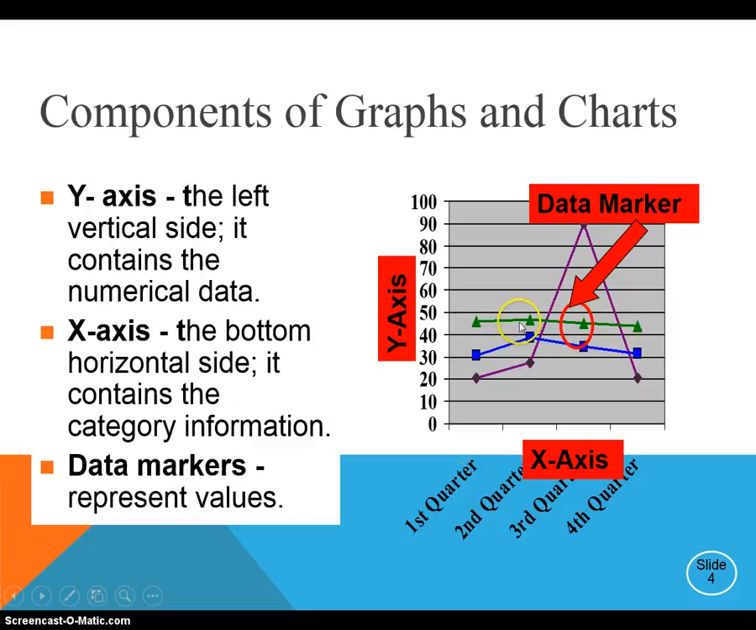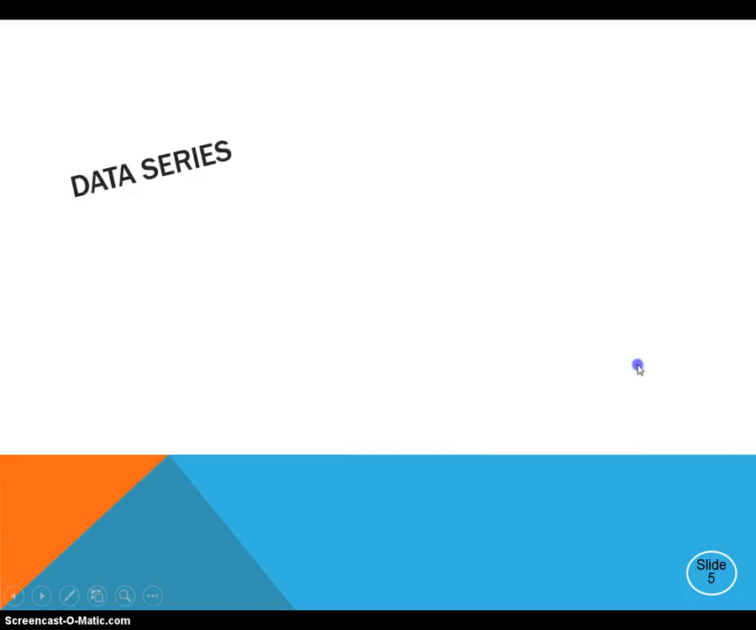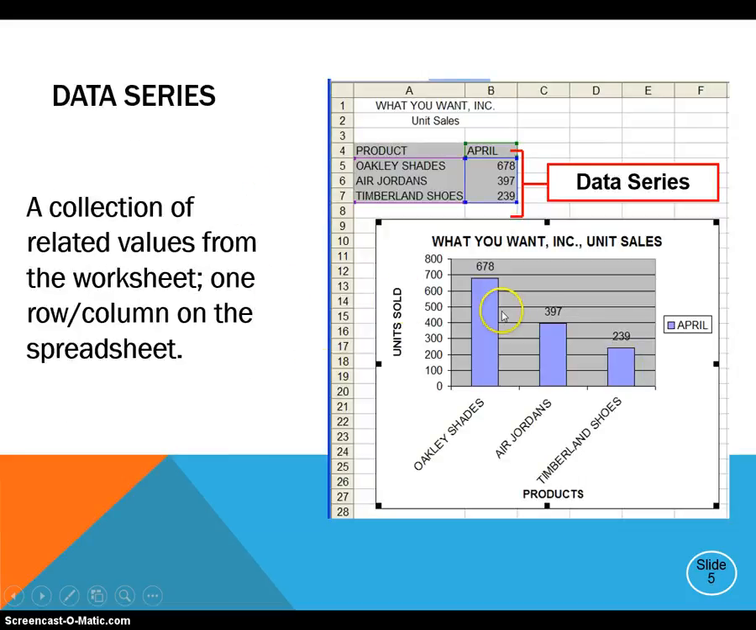These are your data markers here. These squares, the blue squares, the green triangles, and these little diamonds, they represent your data markers. So these are where your numbers would actually be. Right now we don't have any data labels shown on there, so you don't see your numbers, you just see the labels. In your data series, again, this is your data series. That is what you select to be in your chart.